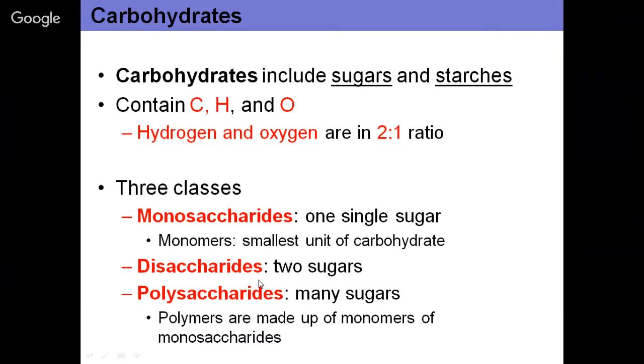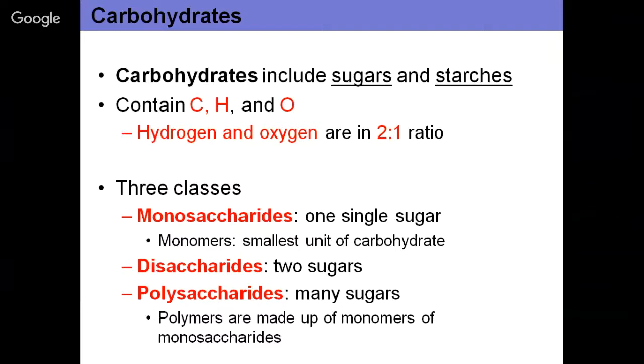So let's look at these polymers one at a time. These are very good multiple choice question areas, so you need to understand the examples of monosaccharides, disaccharides, polysaccharides, and their components. Carbohydrates include sugars and starches.